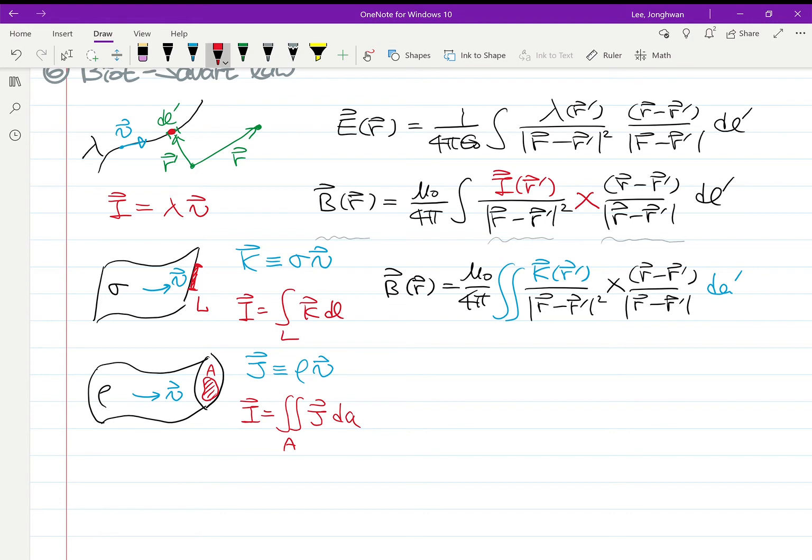Okay, and more generally, this current density J exists like a three-dimensional vector field in the space. And that current density will generate a B field in the space, and that B field will have a very similar form as well.